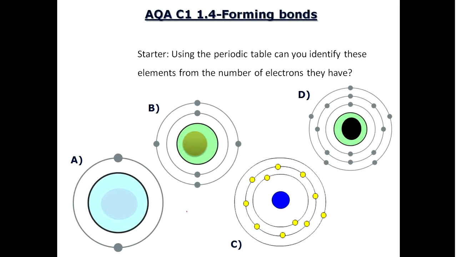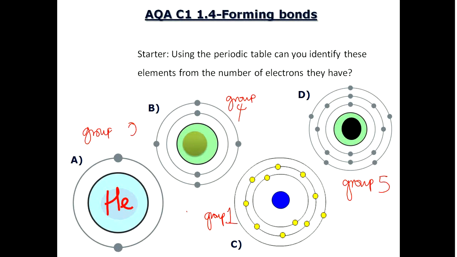Starter activity. Use the periodic table to identify the elements from the number of electrons they have. Pause this video whilst you do so. Now here's a hint to help you answer the question. Now let's go over the answer.